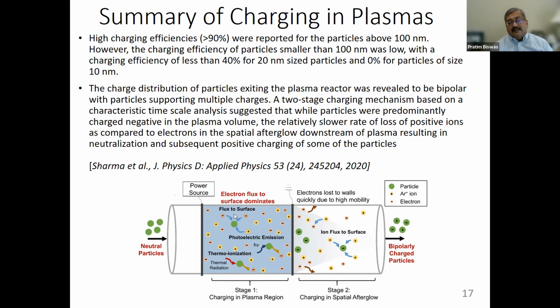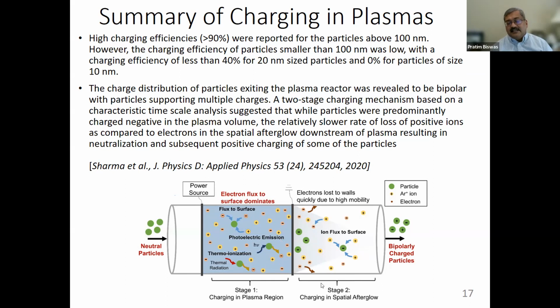So there are two regions as illustrated here. We call it stage 1 and stage 2. In the plasma region, there's a very high concentration of electrons, resulting in an electron flux to the particles, causing it to be negatively charged. But in addition, there are also positively charged ions.